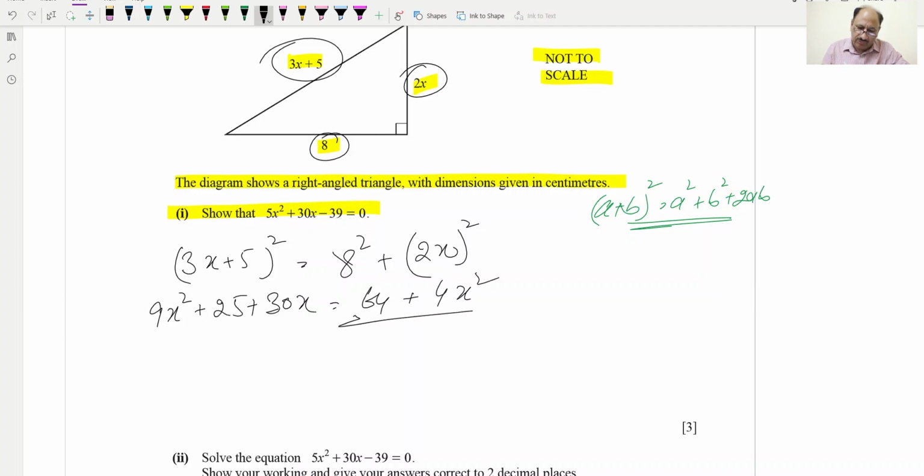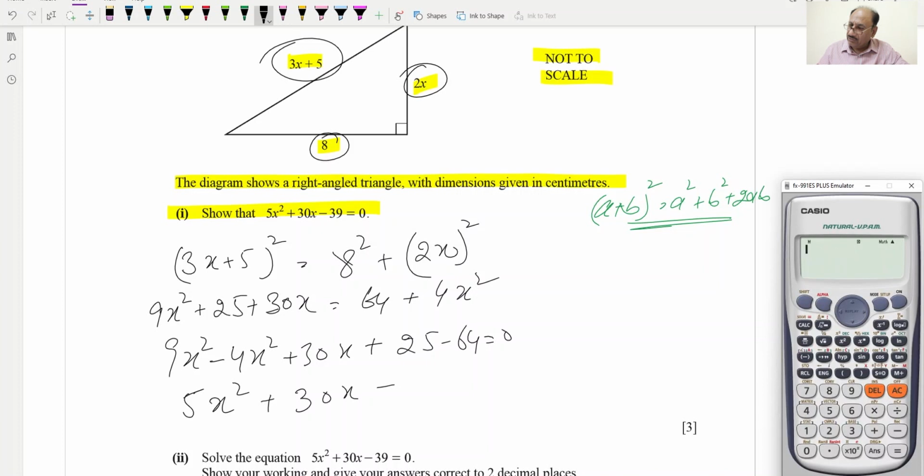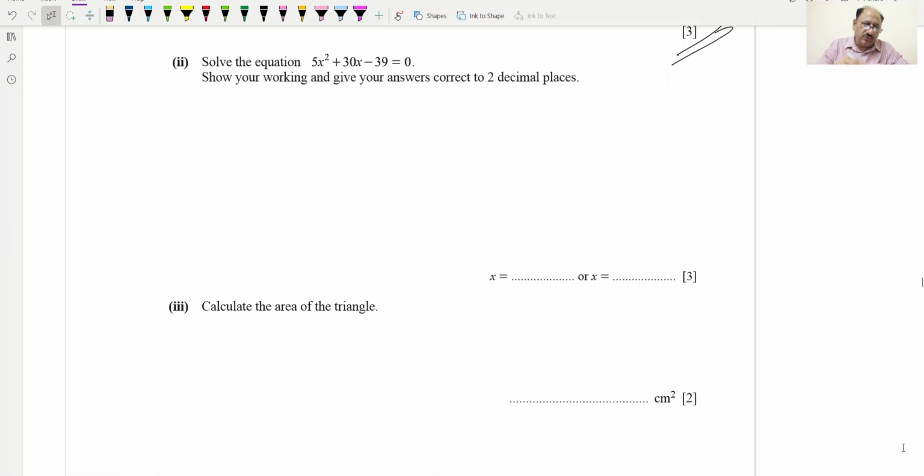Now we can shift everything to the other side, and it will be 9x squared minus 4x squared plus 30x plus 25 minus 64 is equal to 0. 9 minus 4 is 5x squared, plus 30x, and 25 minus 64 is minus 39, equal to 0. It's the same equation which we have proved, and it is 3 marks. Now next part, second, they are saying solve this equation.